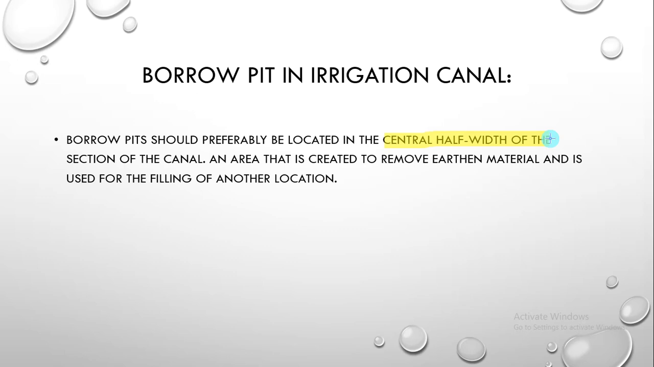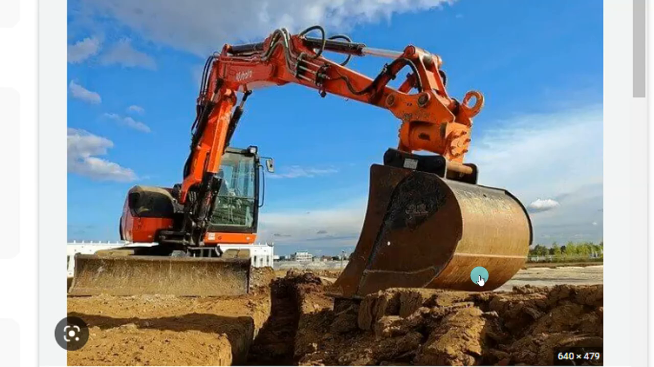An area that is created to remove earthen material and is used for the filling of another location. That is, it is an area from which we remove earth material and use it for the filling of another location. Okay? This is a borrow pit and it is located in the central width of the section of the canal. So we will study the section as well.